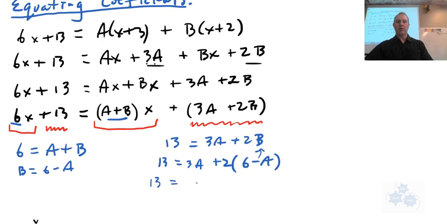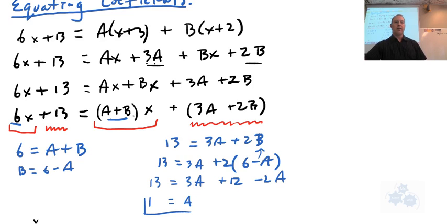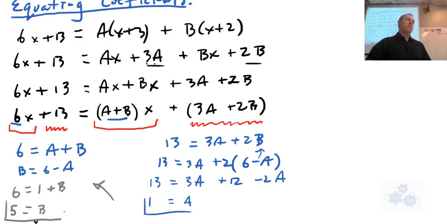So then we just go ahead and complete that, expand everything out. So plus 12 minus 2a, 3a minus 2a is 1a. Subtract 12 from both sides, we get a equals 1. And then of course from there, with a equals 1, you can now find out what b is. You can go back to this first one here, and go 6 equals 1 plus b. b is 5. So I don't know which one of those two methods you like better, but those are the two main methods that we can use to solve for constants.